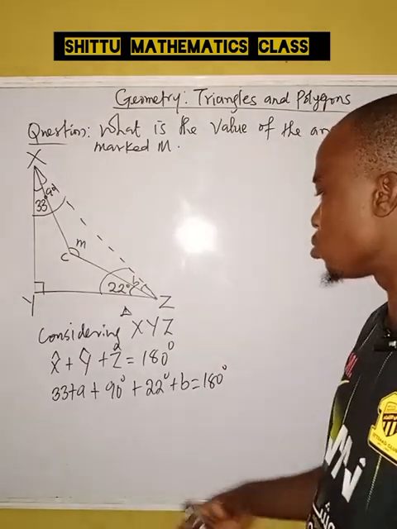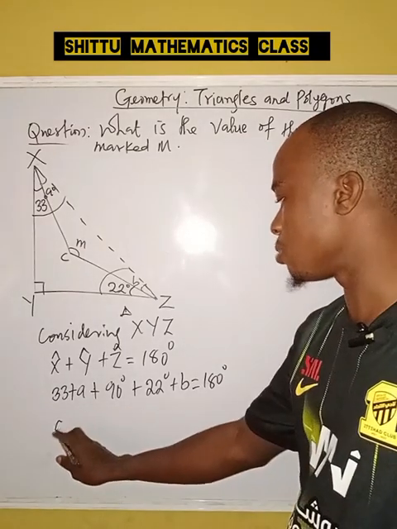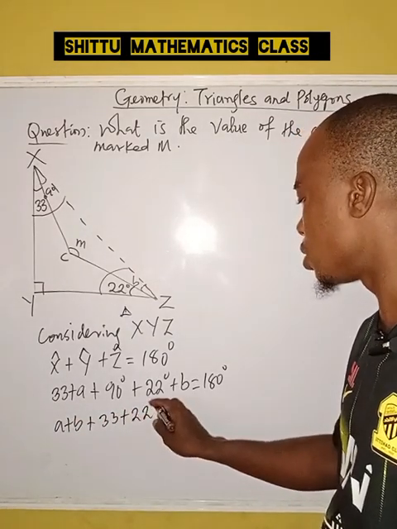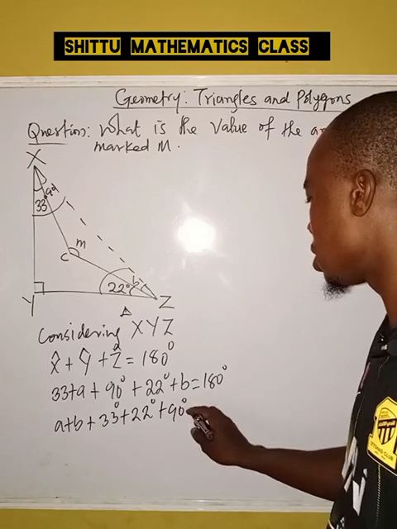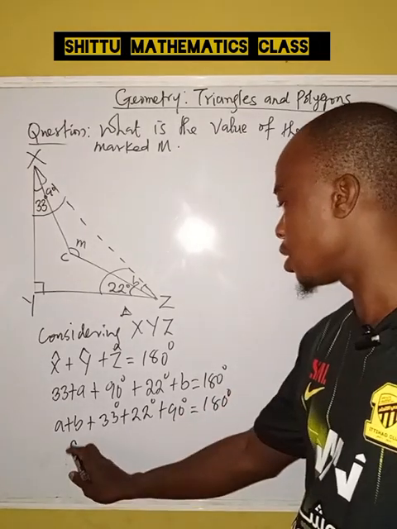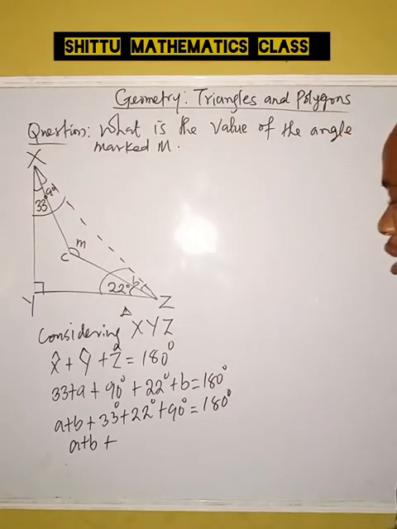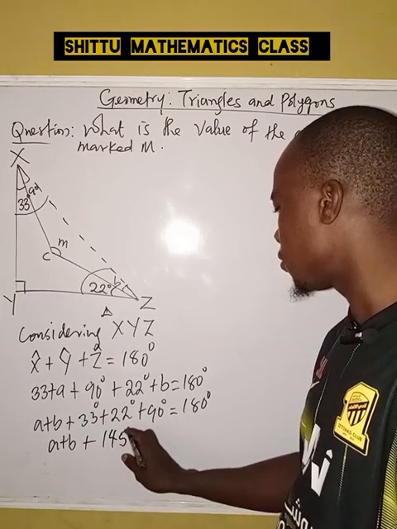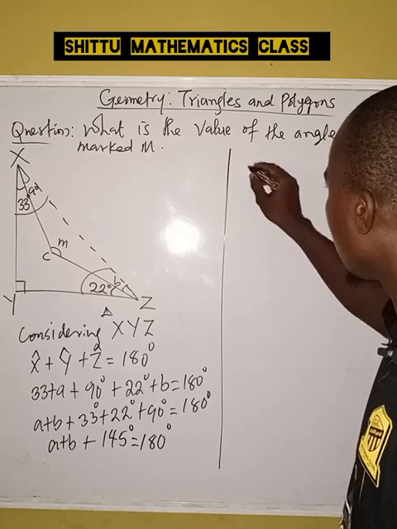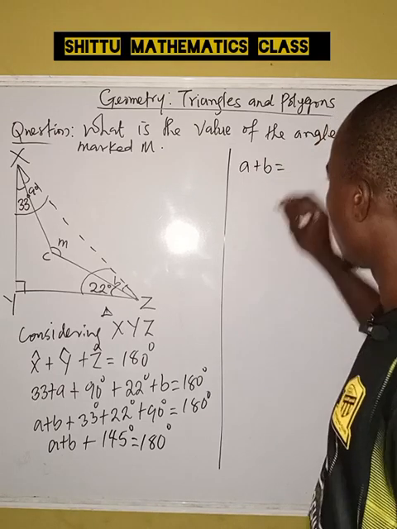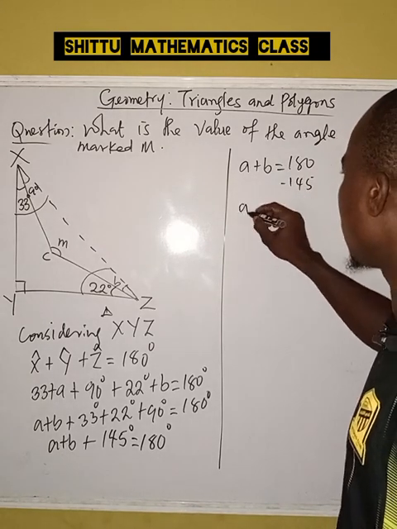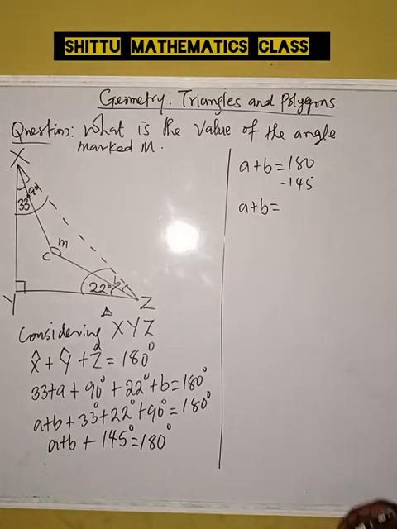So from there, let me have A and B, connect them together, A plus B. Then I'm going to have 33 plus 22 degrees, plus 90 degrees equals 180 degrees. So we're going to look at what this will give us. So we have A plus B plus, adding all of this together, 145 degrees equals 180 degrees. So now we're going to have A plus B equals 180 minus 145, right? So 180 minus 145 will give us what?